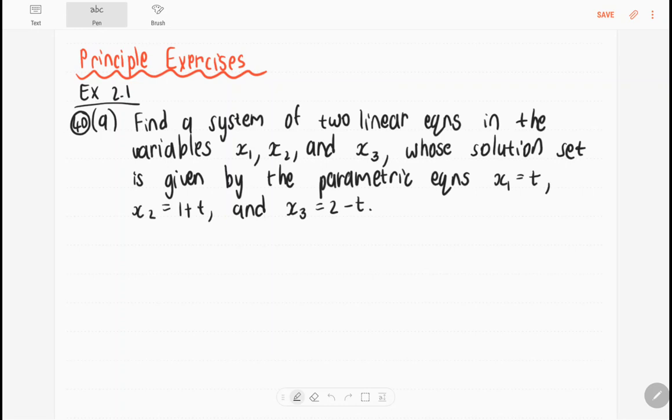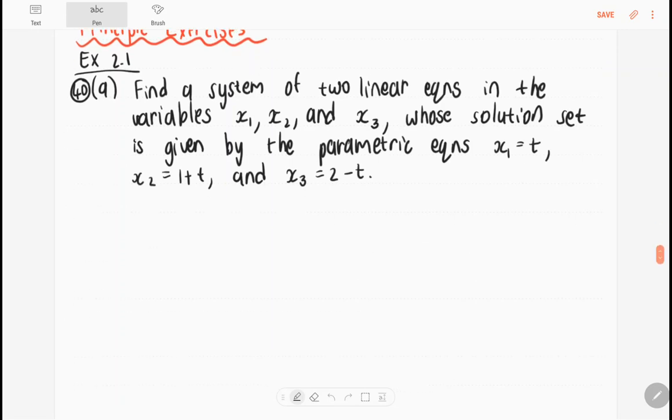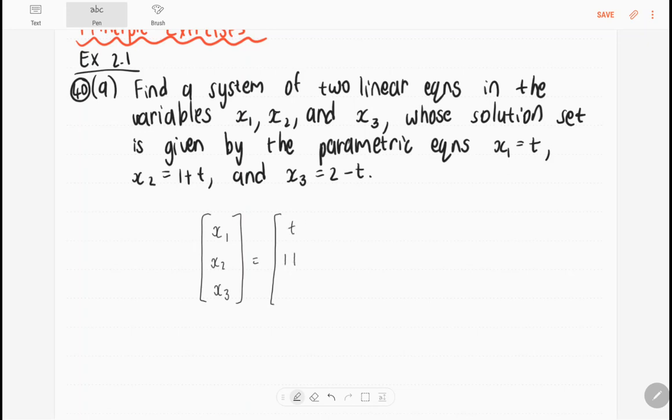So what I'm going to do here is just work backwards. Firstly, I'm writing down my solution because it's given to me. I'm going to write down my solution in vector form so that I can see it. So it's x1, x2, x3 equals, and then they say x1 is t, x2 is 1 plus t, and x3 is 2 minus t.